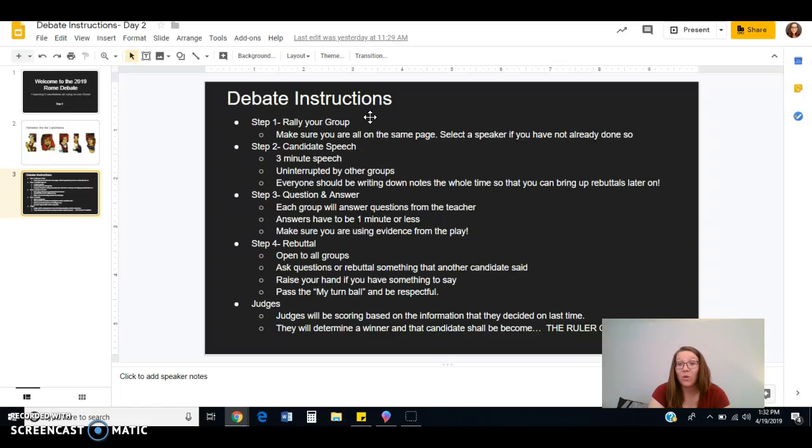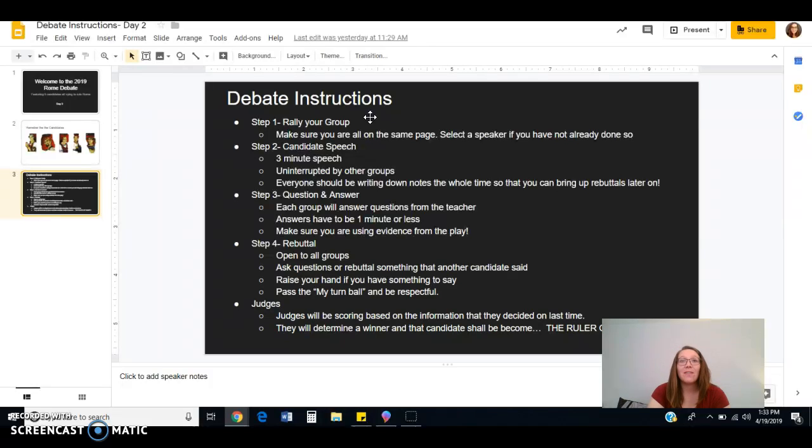And I also inform the students that it is smart to be writing down notes the whole time so that that can be their fuel during the rebuttal portion. And they also have to use evidence. So they can't just say random things. If they're just saying things, then I'll stop them and say, cite the play, make sure you're using the play. And then the rebuttal portion is 5 minutes long. And that's where it just goes crazy fun.